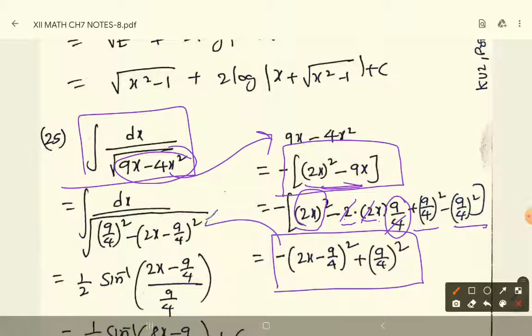Substitute it in the square root. So it will be a related sine inverse formula. 1 by 2 is there because of x coefficient. Sine inverse x by a formula was used. Completing square is important here.